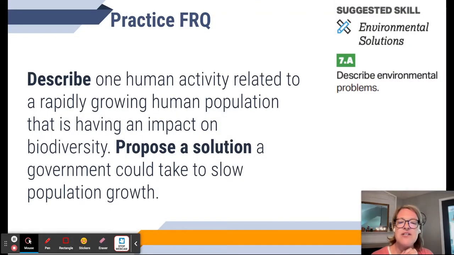Okay, this brings us to the end of this population dynamics section 3.8. So with this, you're going to describe one human activity related to a rapidly growing human population that is having an impact on biodiversity. Propose a solution a government could take to actually slow down population growth.